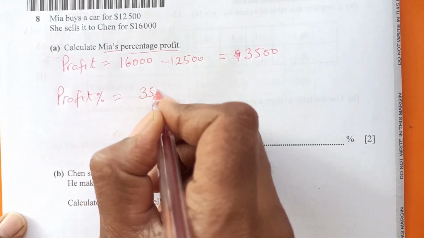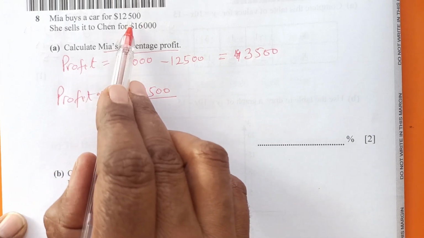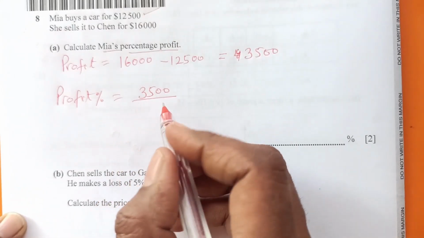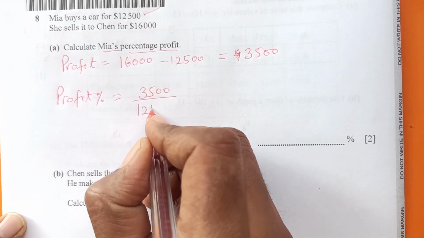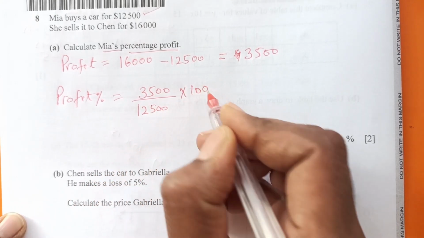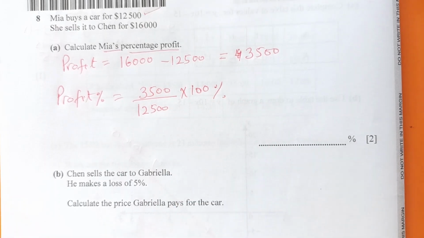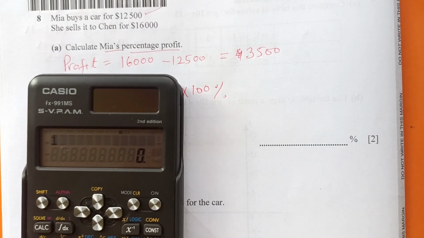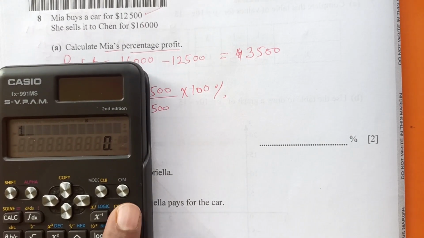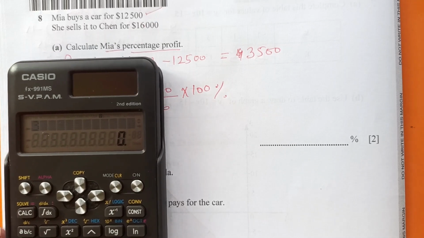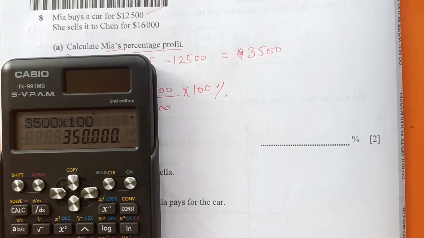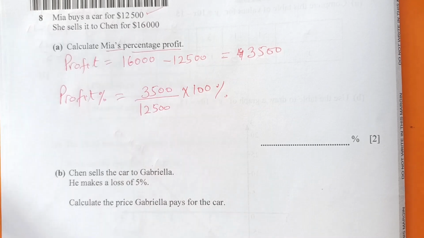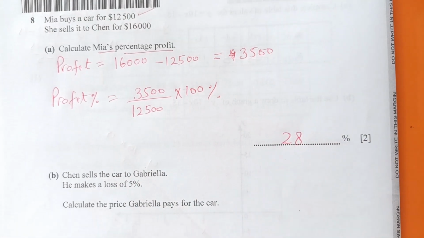So profit percentage is 3,500 divided by the original value, you should always take the original value, then times 100. That will be the percentage. So let's calculate that one. 3,500 times 100 divided by 12,500. So it is 28. So the final answer is 28%.